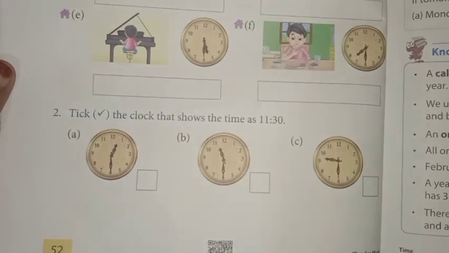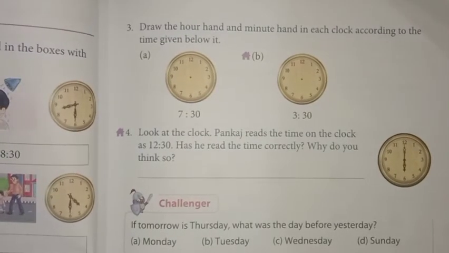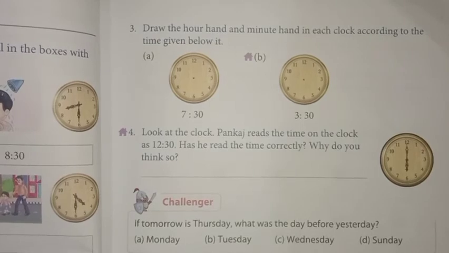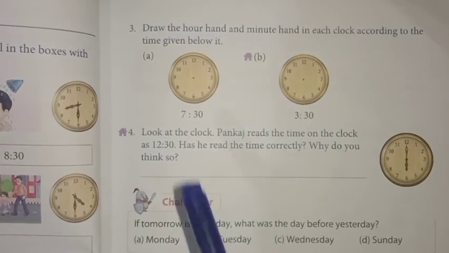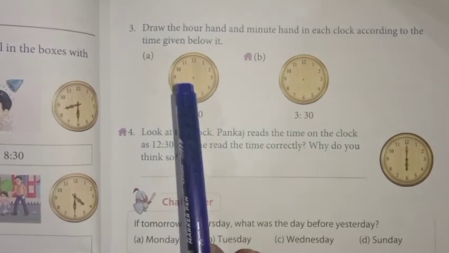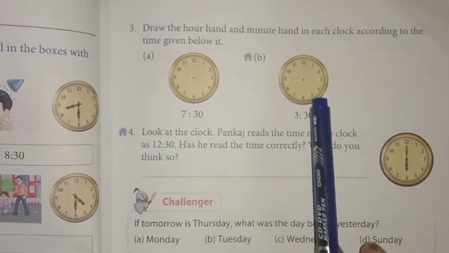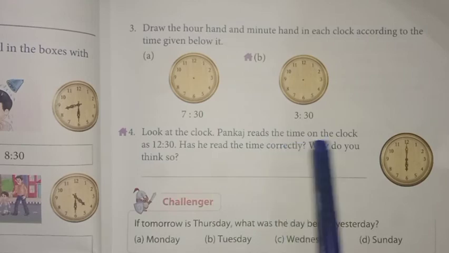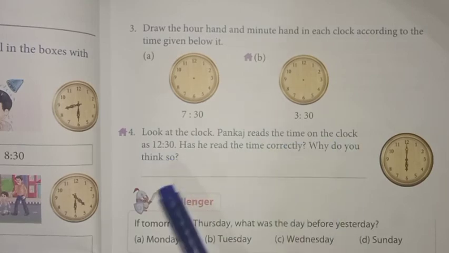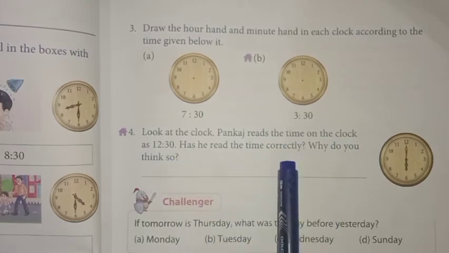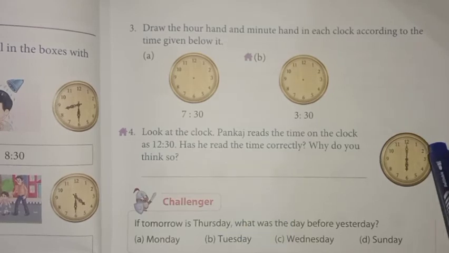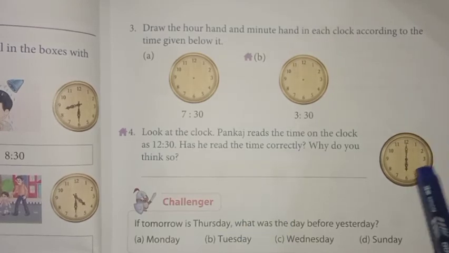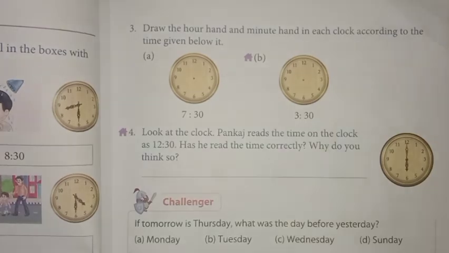You tick that one. Next one, draw the hour hand and minute hand in each clock according to the time given below. So here 7:30 is there. You draw the hour hand and minute hand. Next one 3:30 also. Next look at the clock. Pankaj read the time on the clock as 12:30. Has he read the time correctly? So you check if the time is 12:30. If it is wrong, you write the correct answer here.